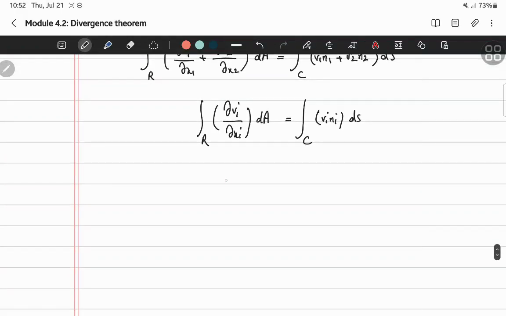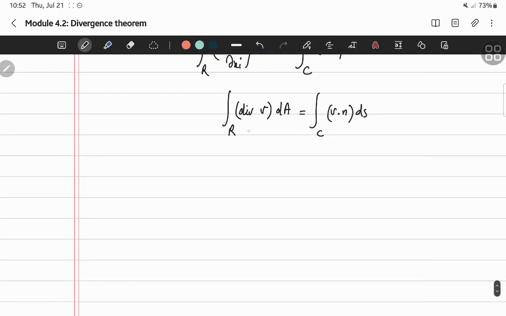Or in tensorial format, this is the divergence of V dA over R is equal to V dot n ds over C, because this is a scalar. And you know that divergence reduces the order of your tensor by one. So if V is a first order tensor or a vector, then it gives us a scalar value.